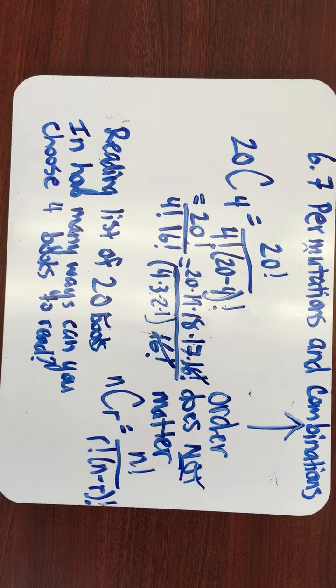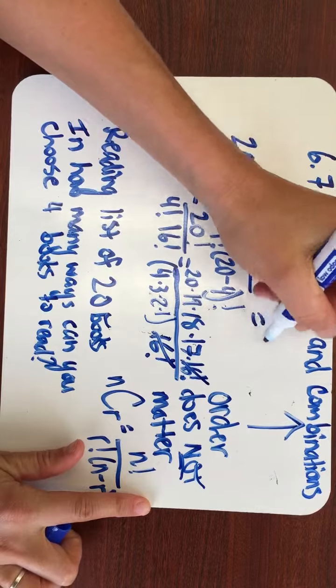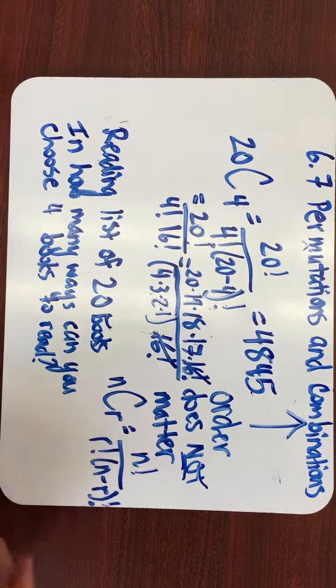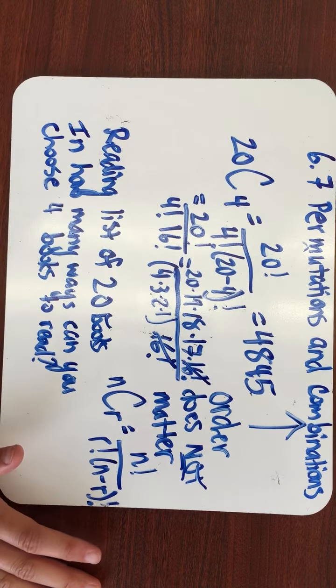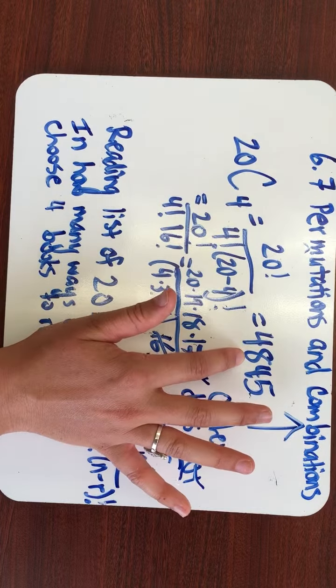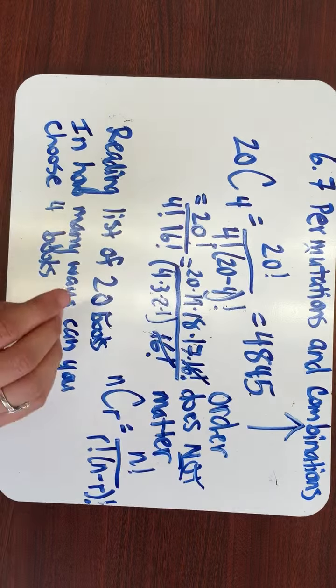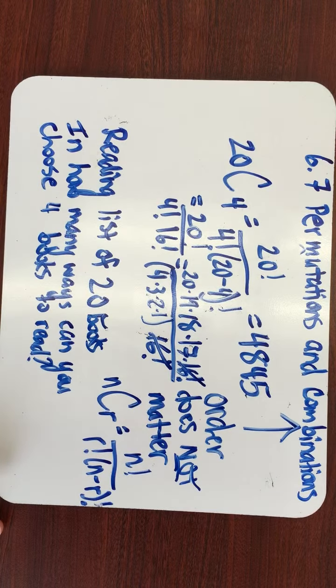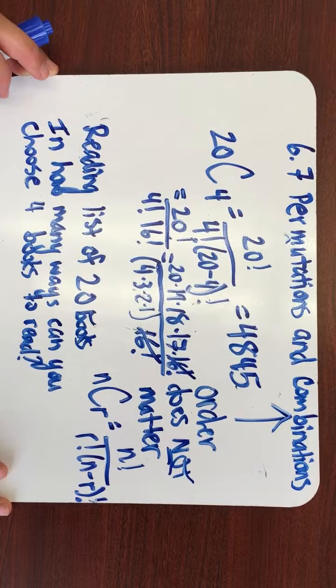So there are 4,845 different ways that you can choose 4 books out of this 20 book list. And there are so many different ways, because if you just change one of the books, then that is a different selection. And this is going over permutations and combinations.